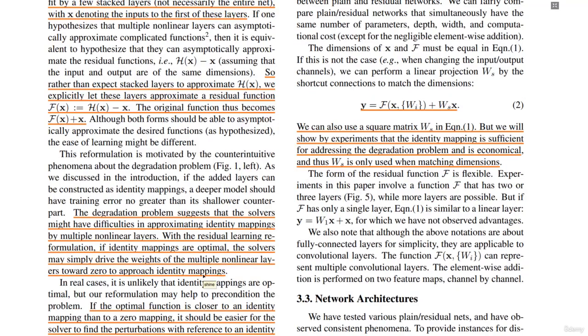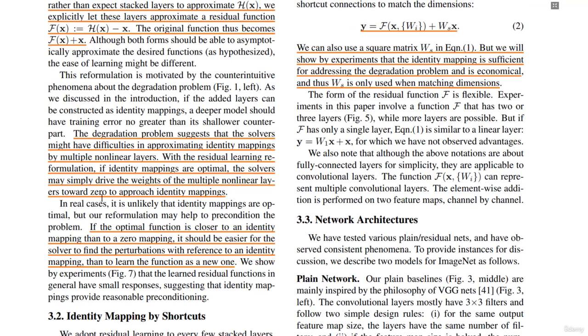The degradation problem suggests that the solvers might have difficulties in approximating identity mappings by multiple nonlinear layers. With the residual learning reformulation, if identity mappings are optimal, the solvers may simply drive the weights of the multiple nonlinear layers towards 0 to approach identity mappings.